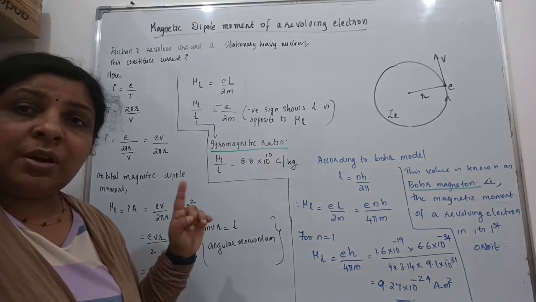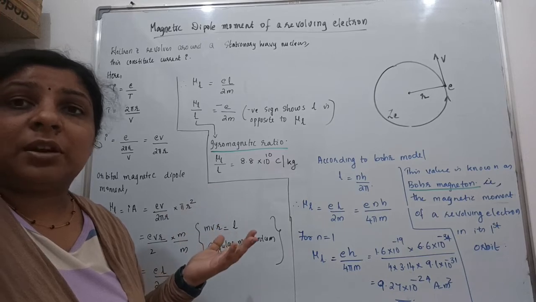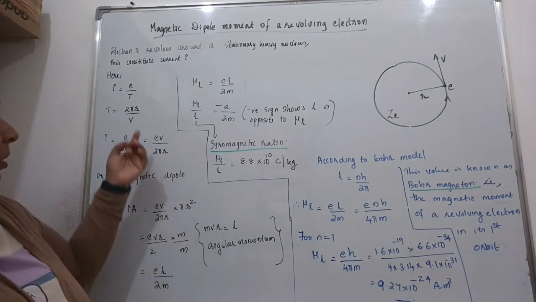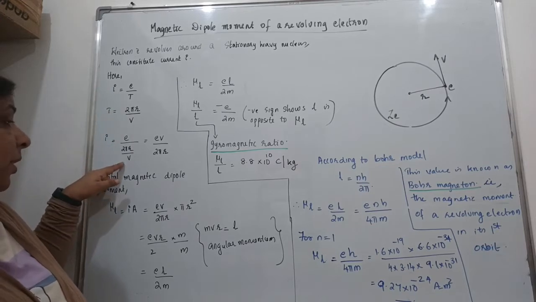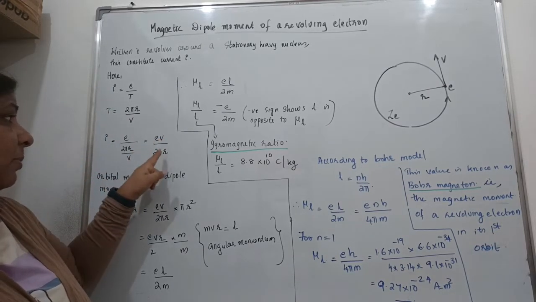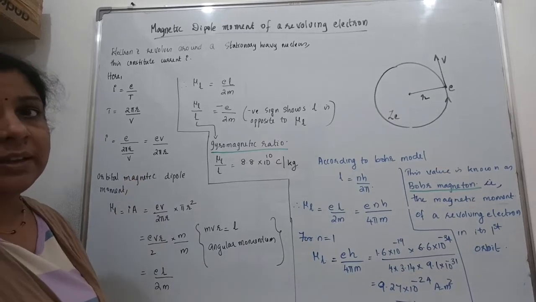Over here it's a circular turn, so the distance will be given by the circumference 2 pi r. So 2 pi r by velocity v. So I can write I is equal to e by (2 pi r by v). v is going to the numerator, so ev by 2 pi r. That will be the value for I.